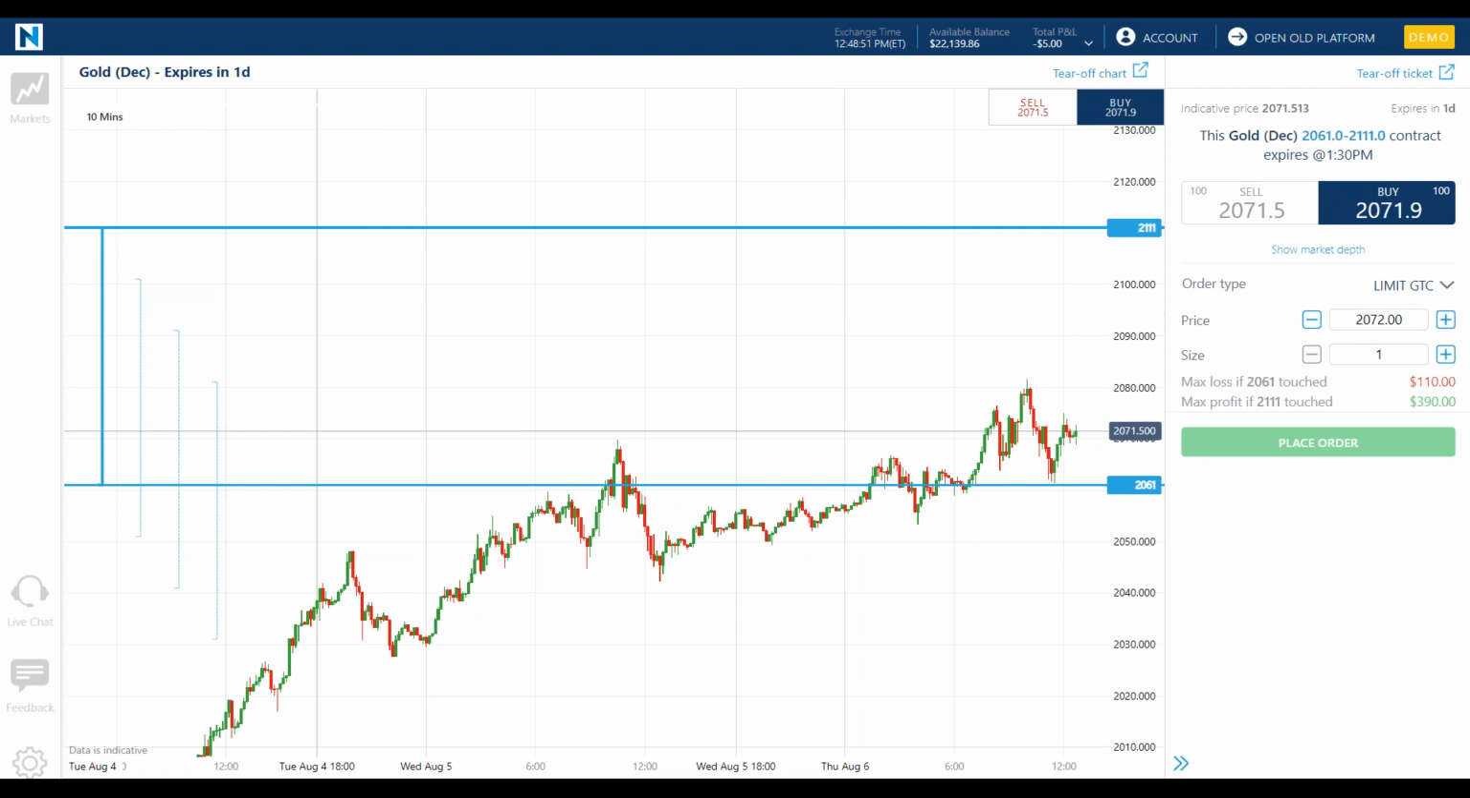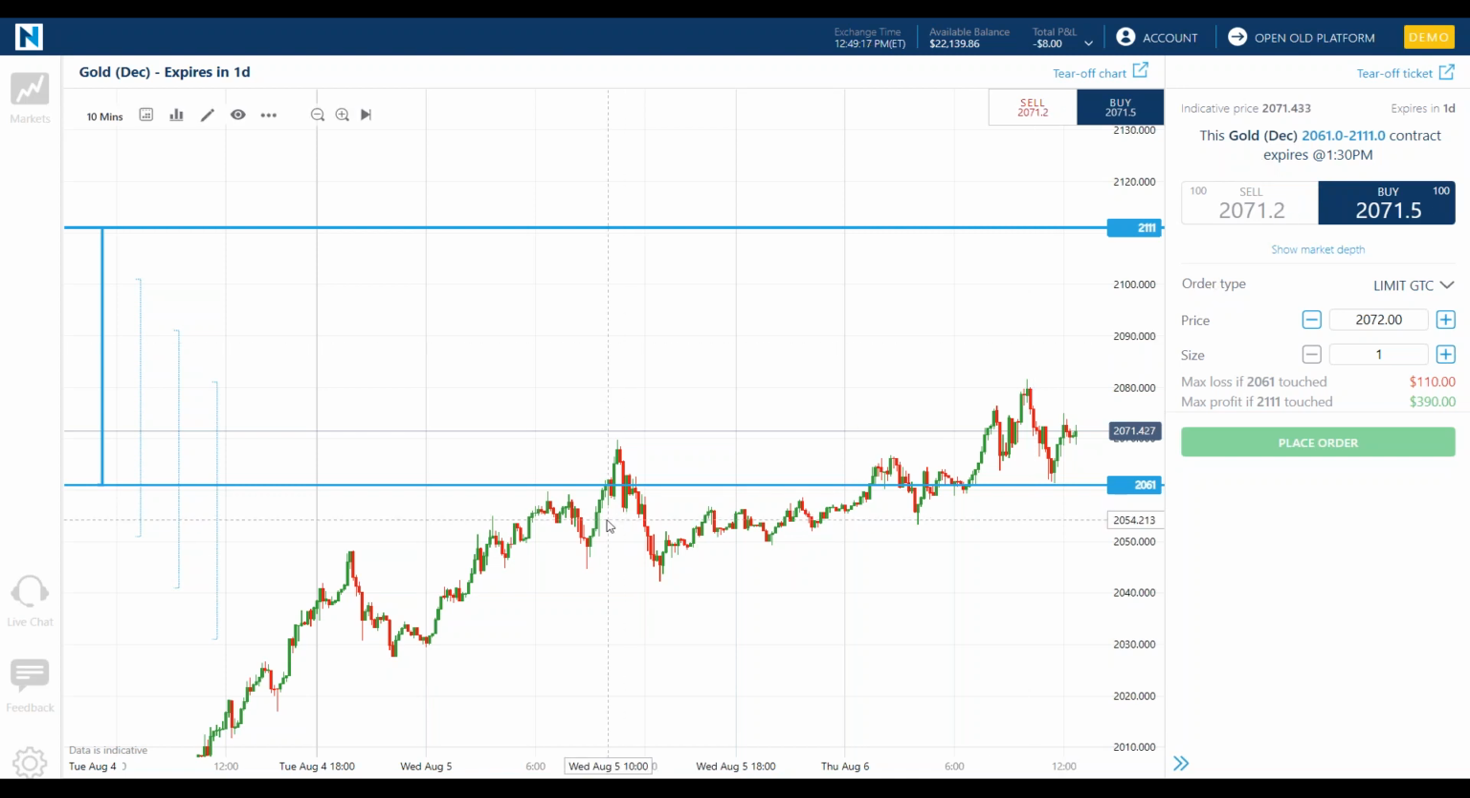Okay, so there you have it. If I think it's going up, I buy. If I think it's going down, I sell. If it touches one of my boundaries, I'm going to get knocked out for either a profit or loss. And if it doesn't touch, I'll have a partial profit or partial loss when it settles on Friday at 1:30 p.m. Eastern. Very straightforward.